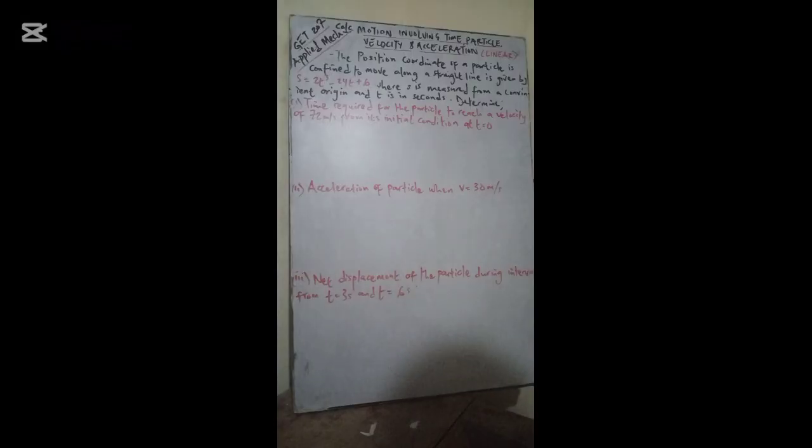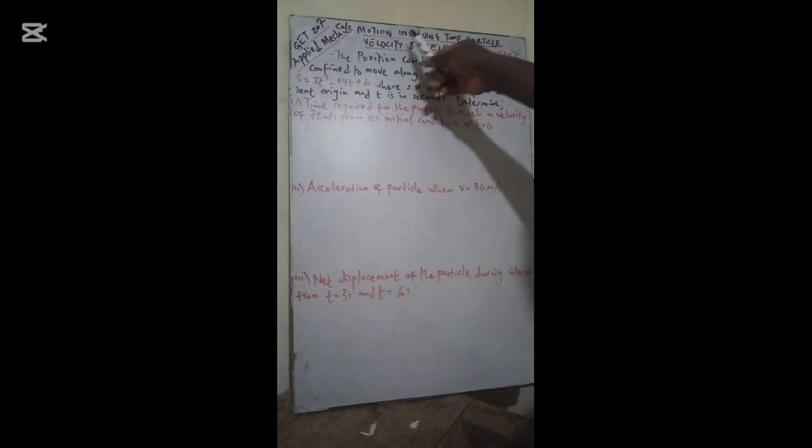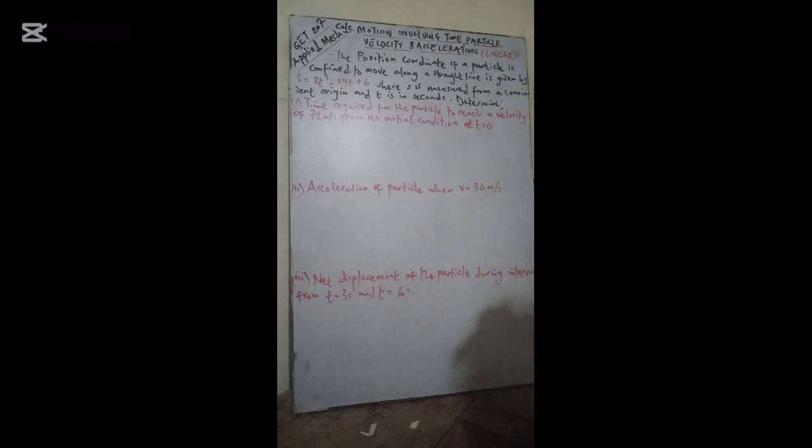Welcome to this video of another applied mechanics topic, which is motion involving time, particle, velocity, and acceleration. So it will do us good to go through all these parameters. That's something that we're already used to. What is time? Time is the duration of an event, and it is measured in seconds, as we all know.